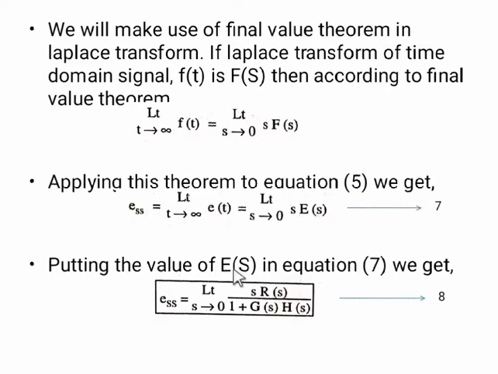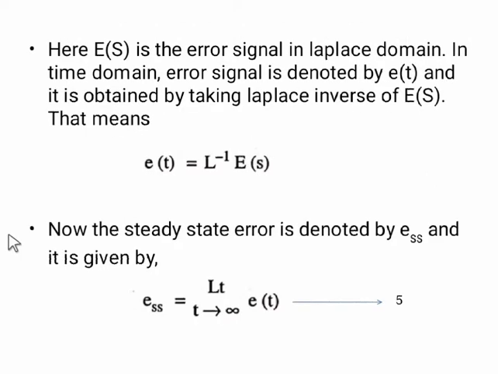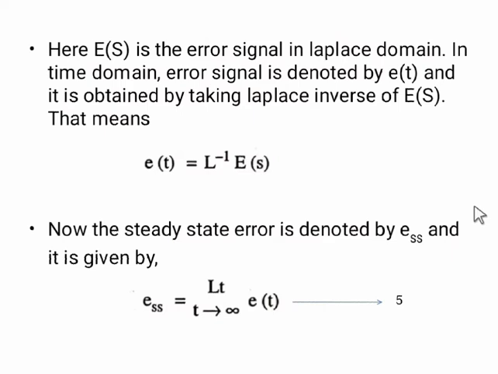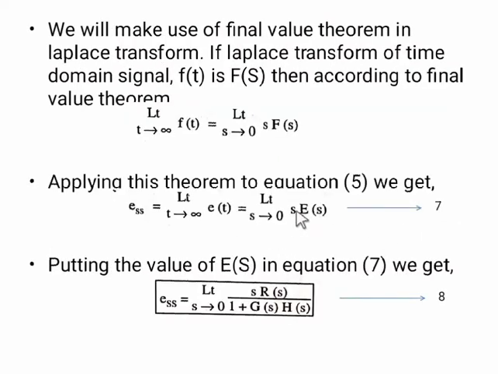So putting the value of E(s) from equation 7, we get E(s) equal to R(s) divided by 1 plus or minus G(s)H(s). So if you put the value of E(s) in this equation, it becomes e_ss equal to limit s tends to 0 s E(s), and E(s) equal to R(s) divided by 1 plus or minus G(s)H(s), plus for negative feedback and minus for positive feedback.